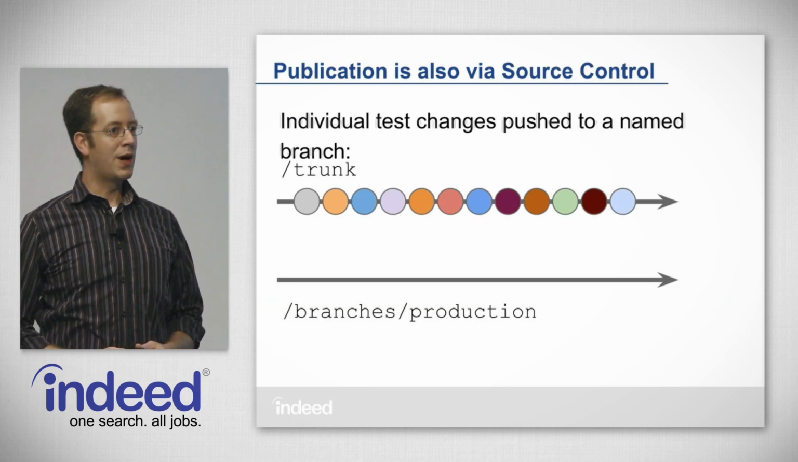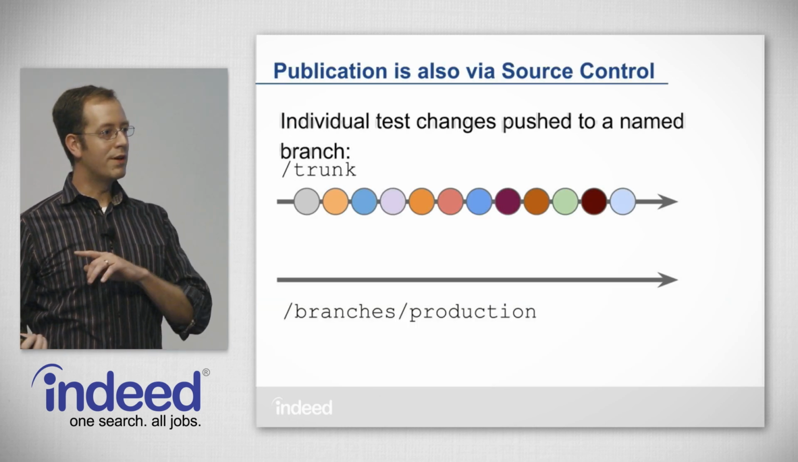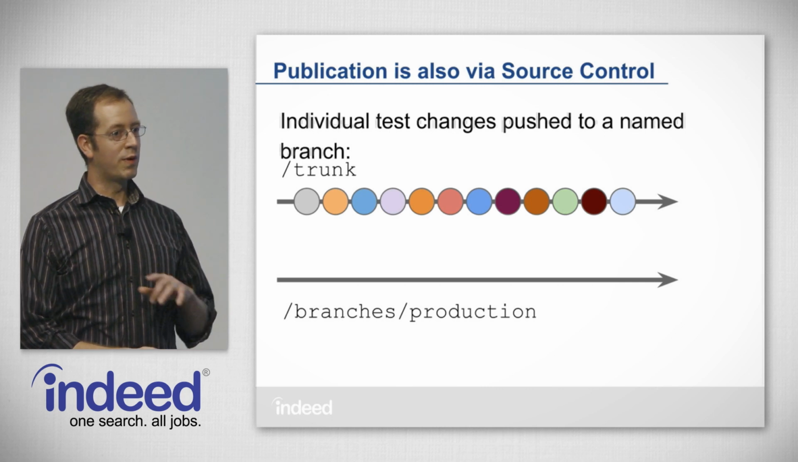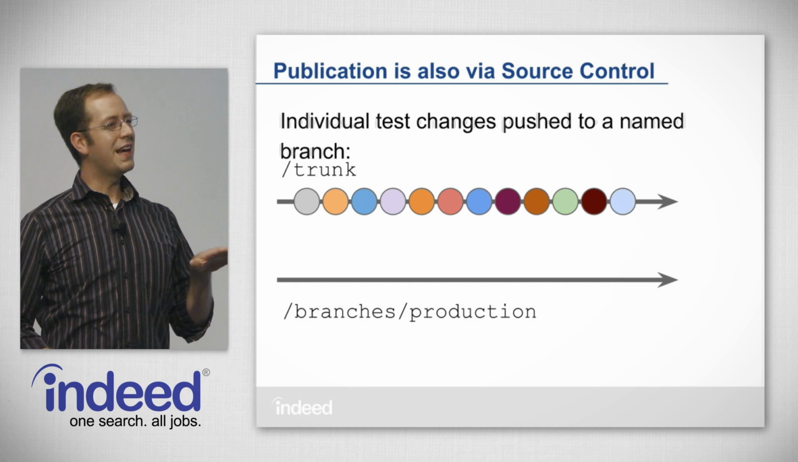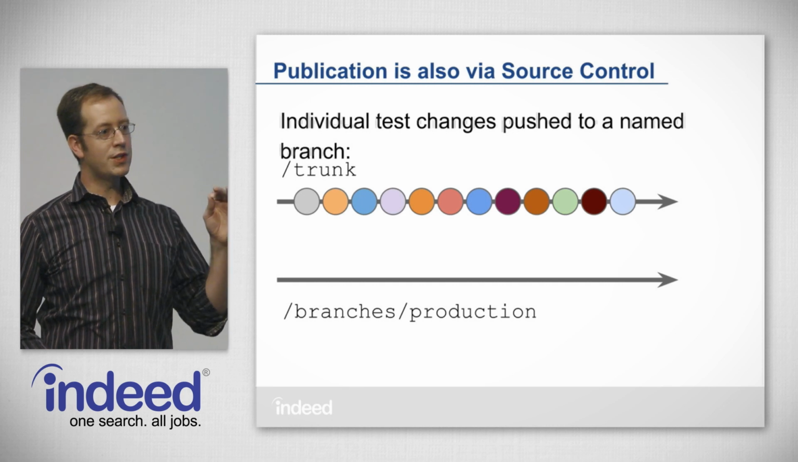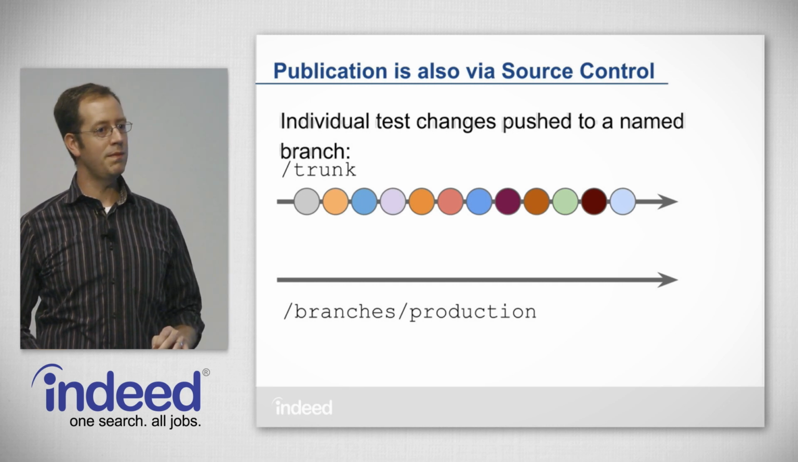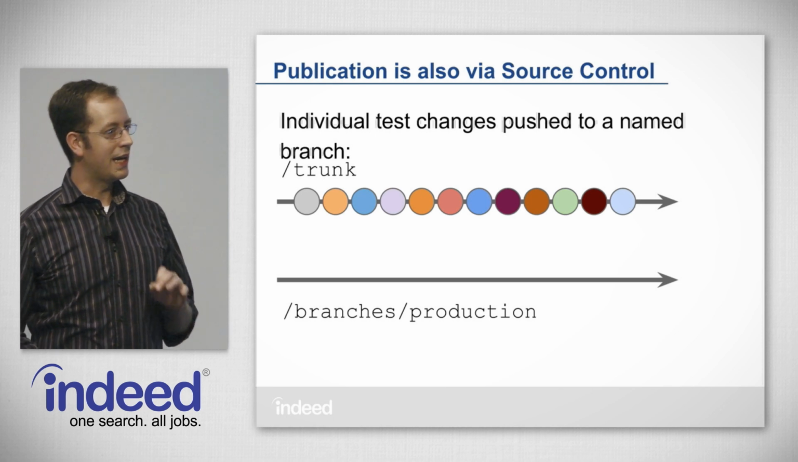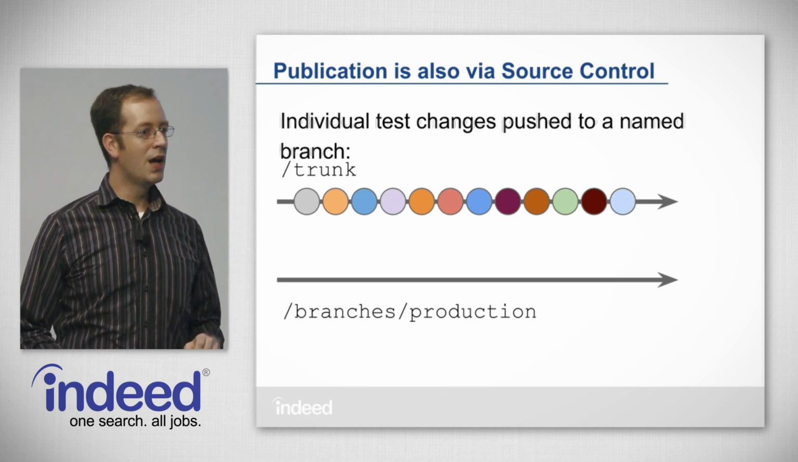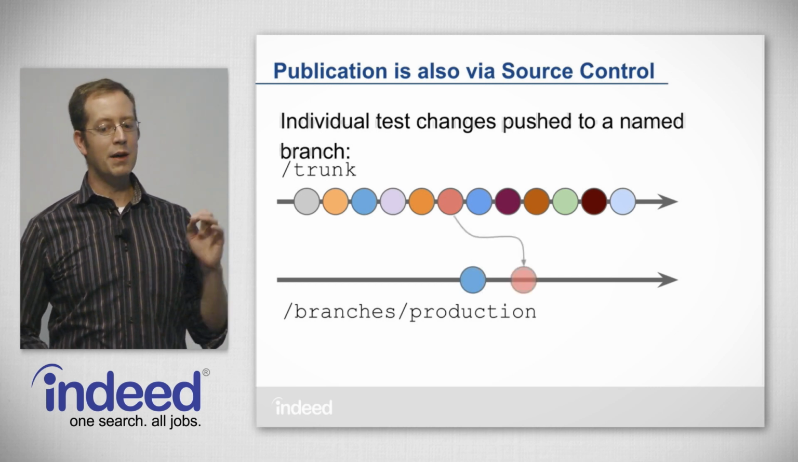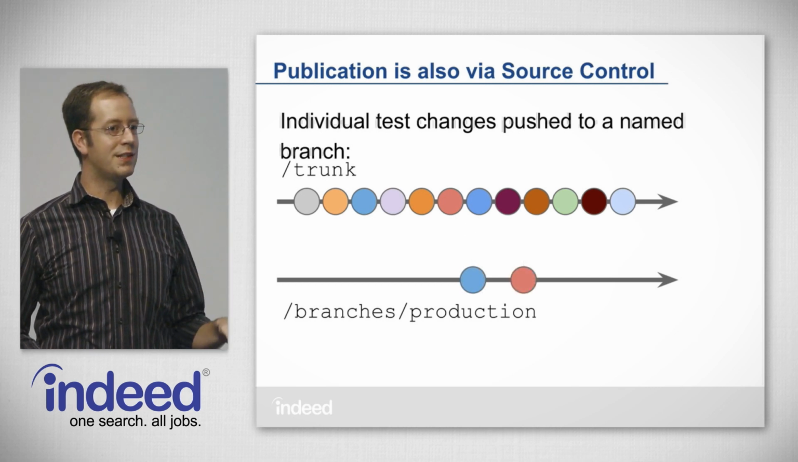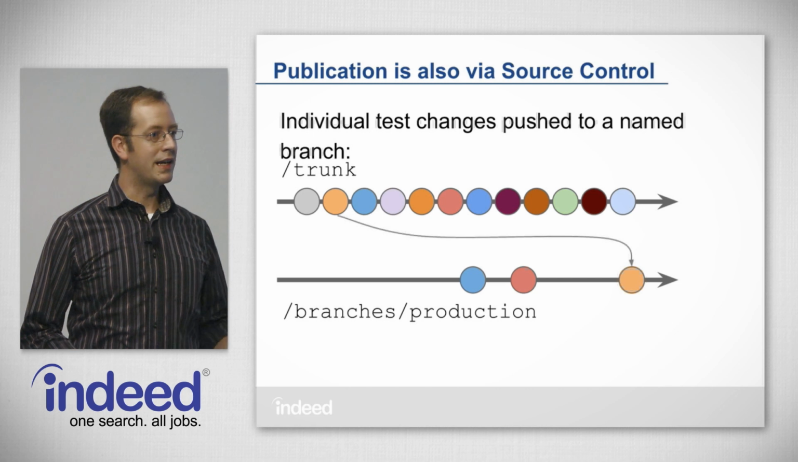This publication also happens via source control. We have two branches inside the source control. We've got the trunk, and we've got a production branch. Production isn't a branch in the sense that we're going to merge changes from trunk into production, but rather it's just a named branch. It's just a delivery mechanism where we pluck individual commits of individual tests and completely overwrite whatever that definition is on production and send it out to the world.